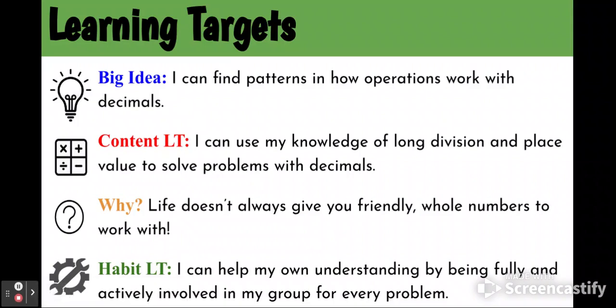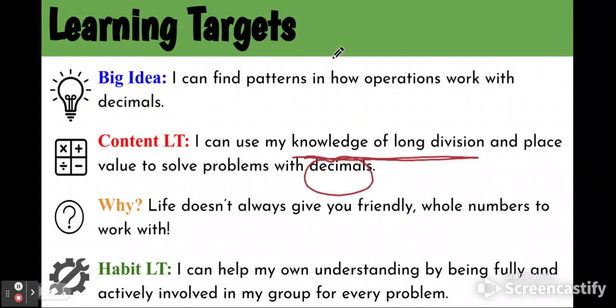Yesterday or Wednesday, we watched an Edpuzzle that was all about long division. That was intended to be a reminder of a skill that you learned in elementary school, because you learned how to do long division in elementary school. Well, today we're going to use that knowledge of long division and talk about what happens if we throw in decimals. How does that change our long division?